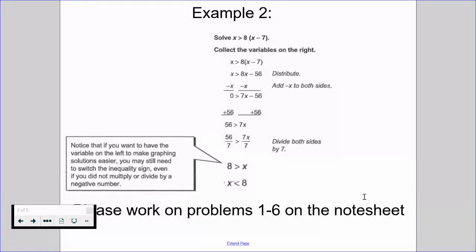All right, folks, with that in mind, please work on problems 1 through 6 on the note sheet and resume when you are ready to move on. All right, if you're listening to my voice, that means you are ready to move on.